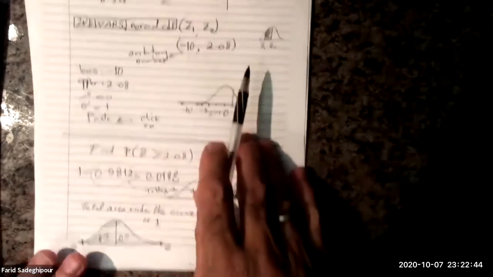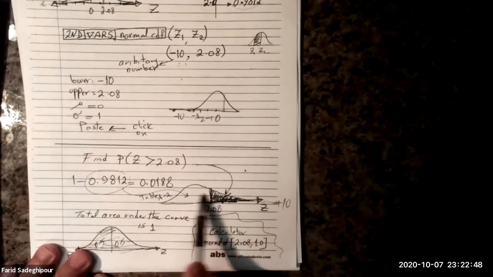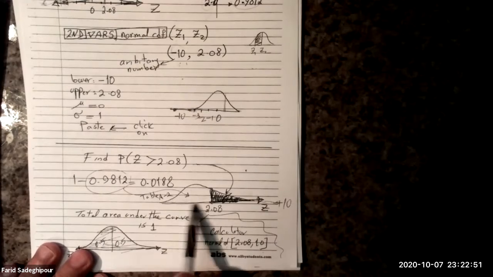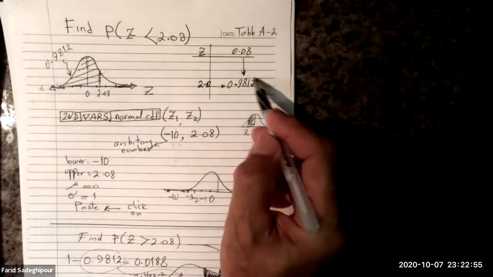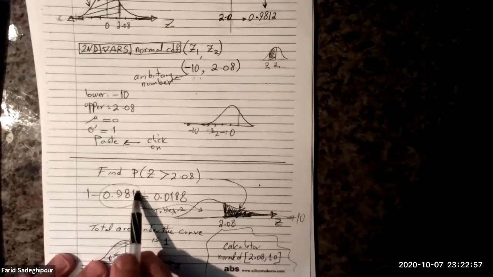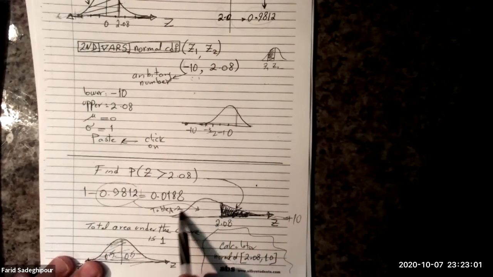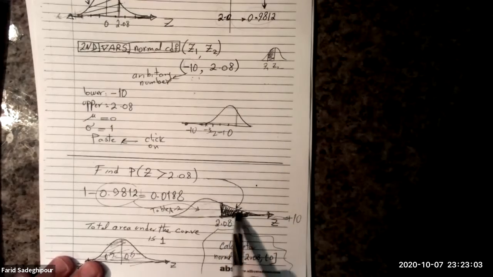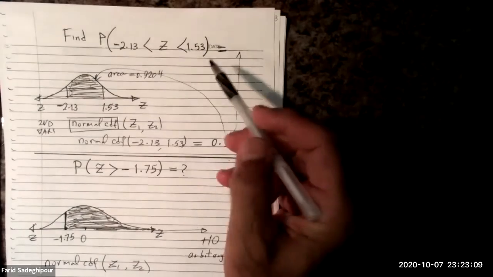Or if you want to use the tables, you have to find this area from the table first, then subtract from 1. Why? Because the total area is 1, and if you take this, subtract that, it gives you the shaded one. The calculator is very handy for a problem like this.